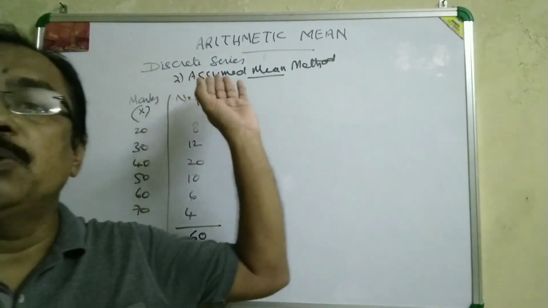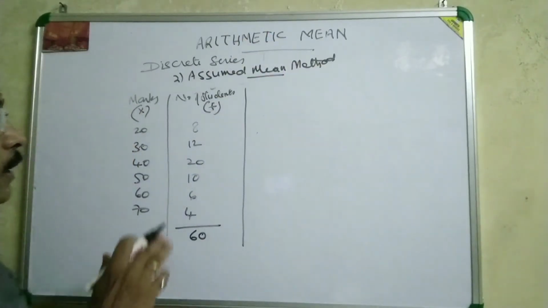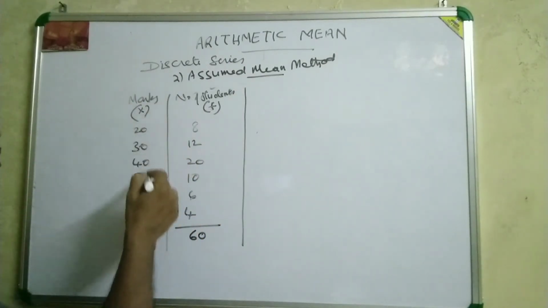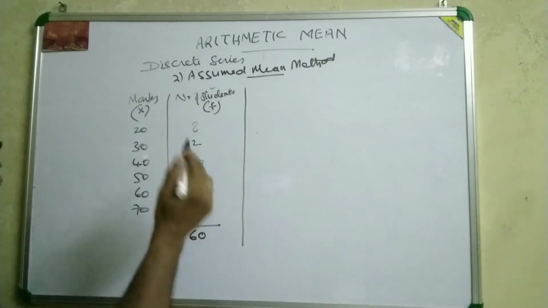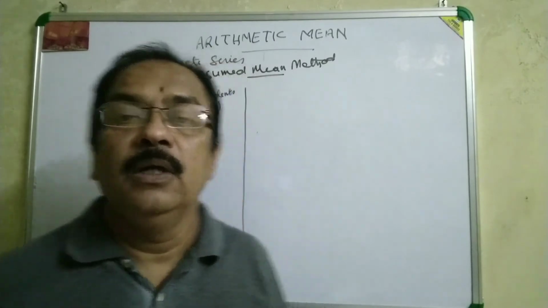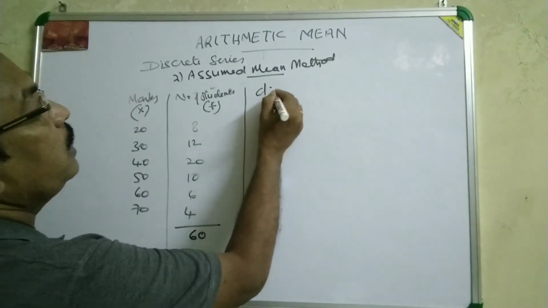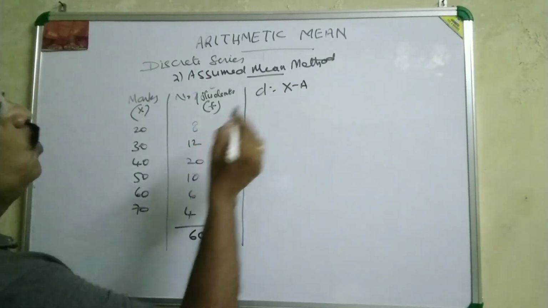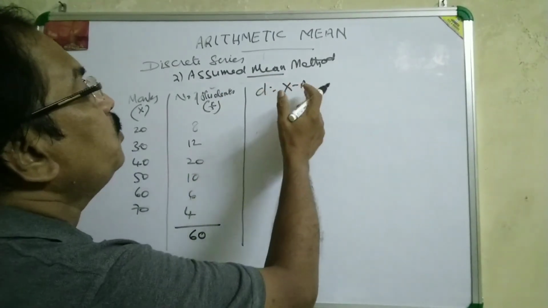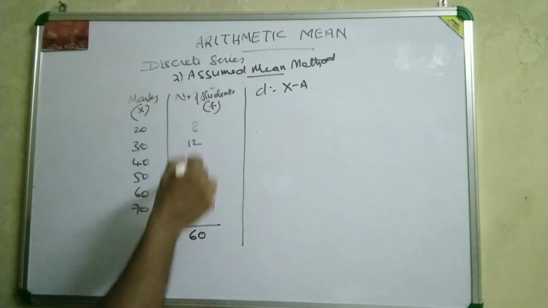Now I will tell you how to calculate arithmetic mean by assumed mean method under discrete series. I am taking the same question we solved for direct method. Marks is given, number of students is given. Now just like in direct method, here we have to calculate d. So here d is equal to x minus a. So we have to assume one assumed mean, and that assumed mean will be from x, not from f.